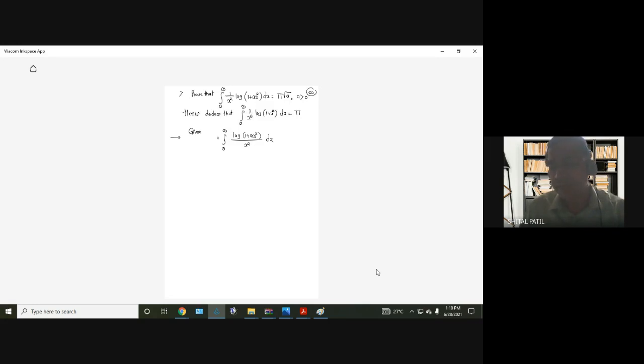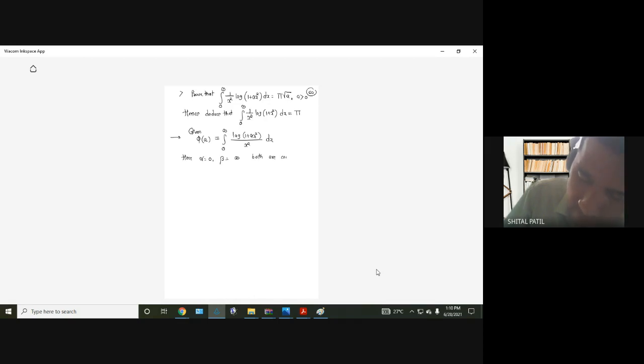So what do we have to write on the right side? Function of x and function of a, what to write? Anyone? On the left side, sir. Phi is function of what? So after integration, x will be replaced by 0 and infinity. X will be removed. What will remain? A will remain. So function of a. Okay, now we're done. Here alpha equal to 0, beta equal to infinity. Both are constants.